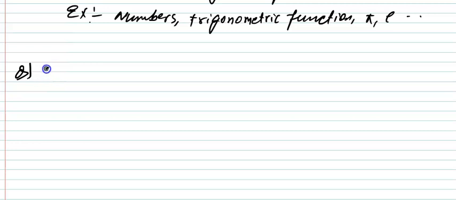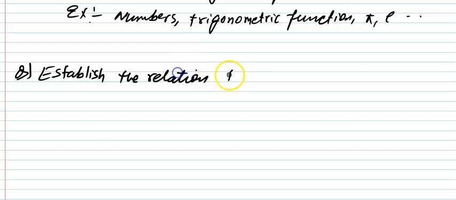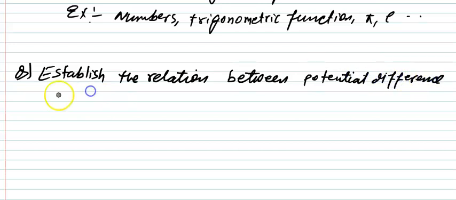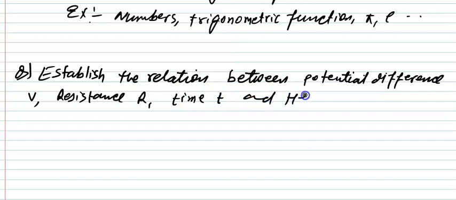You have to establish the relation between potential difference V, resistance R, time T, and heat produced H by the dimensional analysis. Getting it?